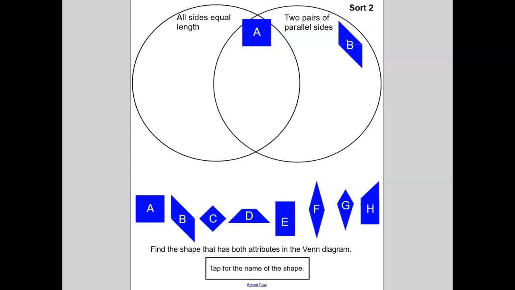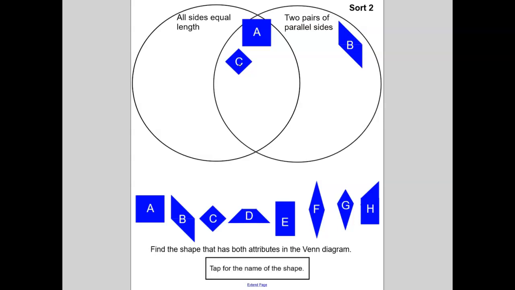Ooh, let's look at C. Okay, so C, does it have all sides that are equal length, boys and girls? Yes. Does it have two pairs of parallel sides? You're right, it does. So this side is facing the same direction. It will always be the same distance apart as its opposite side. And these sides are also parallel. So it gets to go right in the middle.